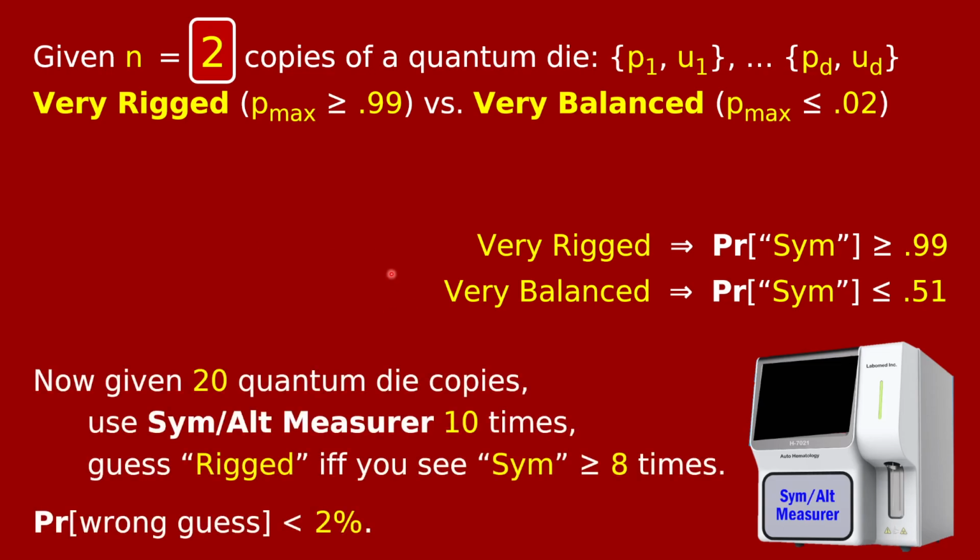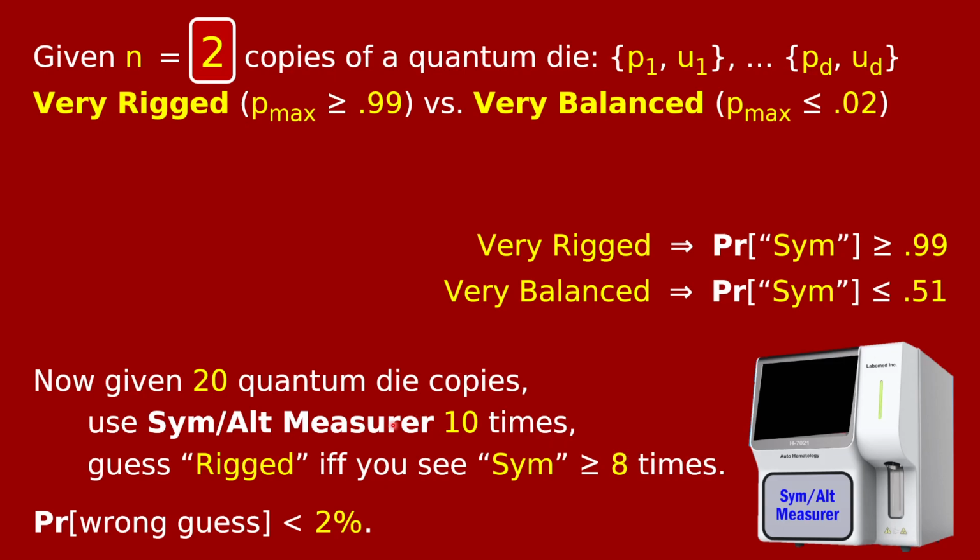Then what you could do is take your 20 copies, parcel them together into 10 groups of 2. Take each group of 2, put it into the measurer, see if you get sim or not, and do that 10 times. And in the very rigged case, probably 10 out of 10 times it'll show sim, maybe 9 out of 10 times. And in the very balanced case, it'll probably show sim at most 5 or 6 times. So if you take some cutoff like 8, that's quite reasonable.